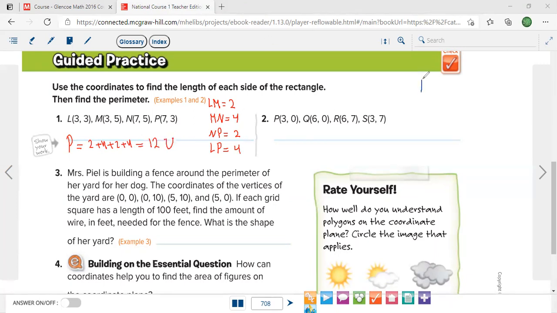In this problem, PQ, cancel out the 0, so 6 minus 3 will give you 3. QR, QR cancel out the 6, so 7 minus 0 will give you 7. RS, cancel out the 7, so 6 minus 3 will give you 3. PS, cancel out the 3, so 7 minus 0 will give you 7. So perimeter equals 3 plus 7 plus 3 plus 7. This will give you 20.